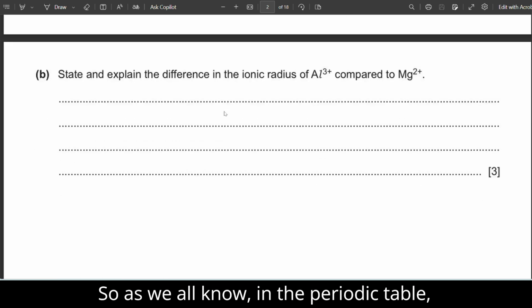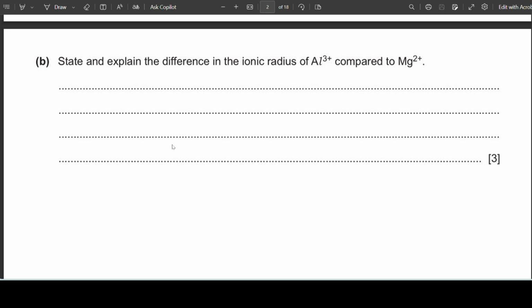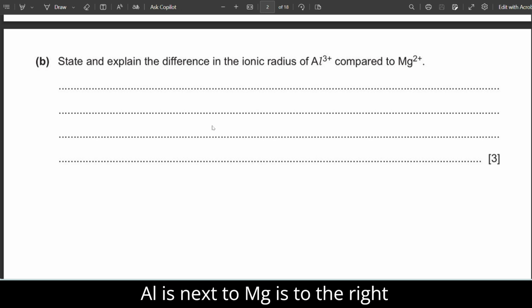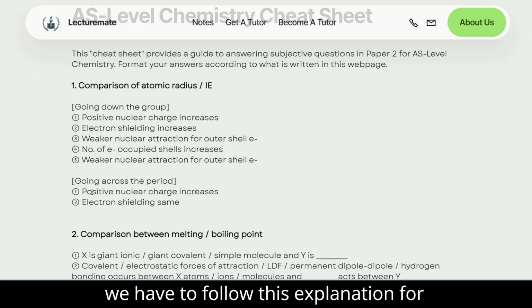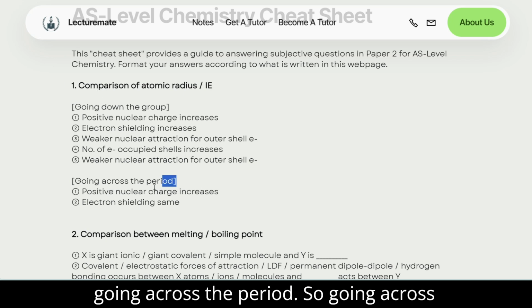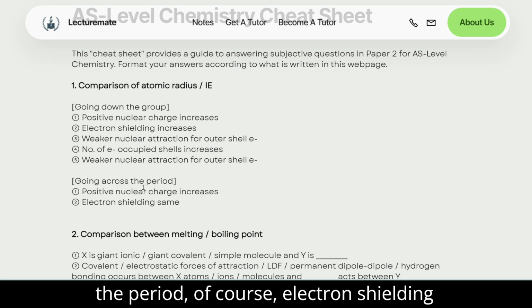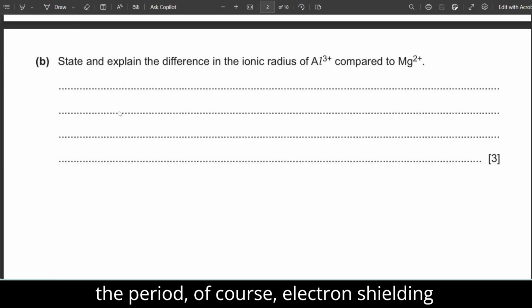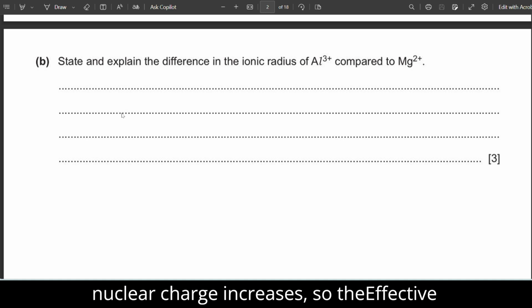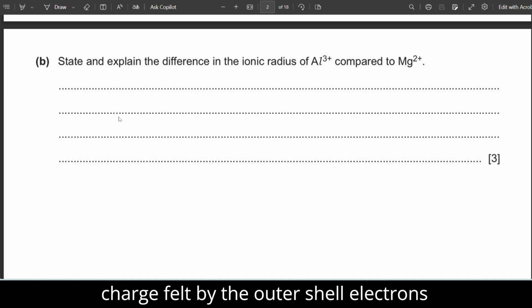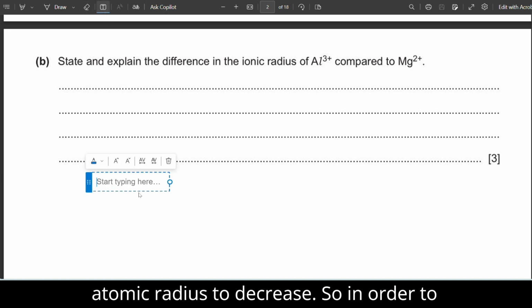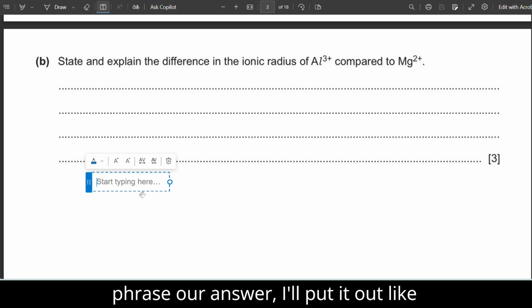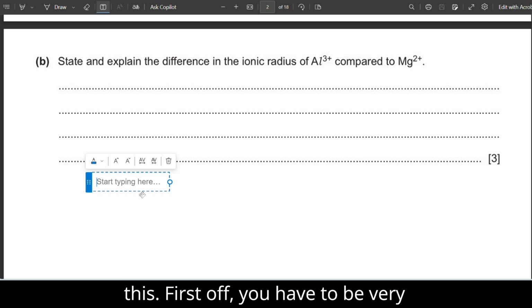As we all know, in the periodic table, Al is next to Mg, to the right of Mg. So we have to follow this explanation for going across the period. Going across the period, of course, the electron shielding remains the same, but the positive nuclear charge increases, so the effective charge felt by the outer shell electrons is higher, causing the atomic radius to decrease.